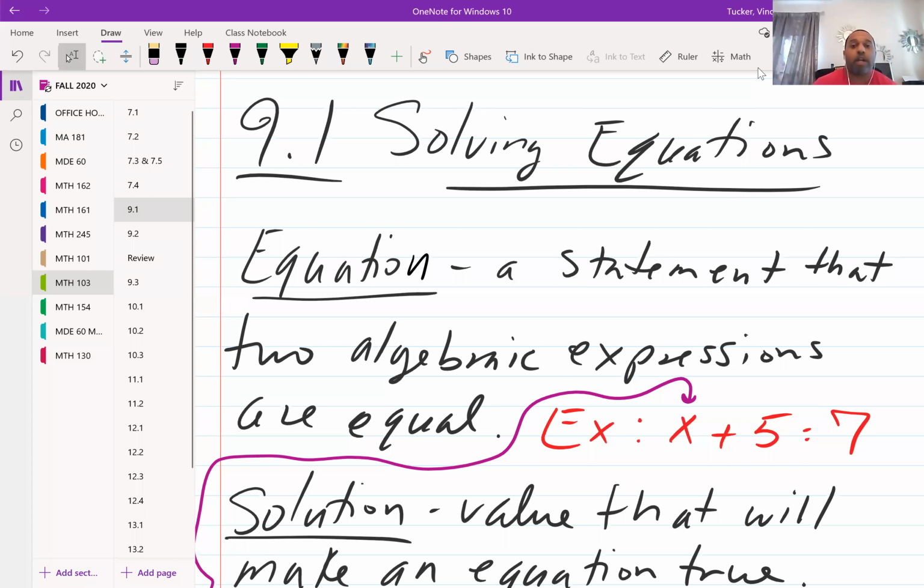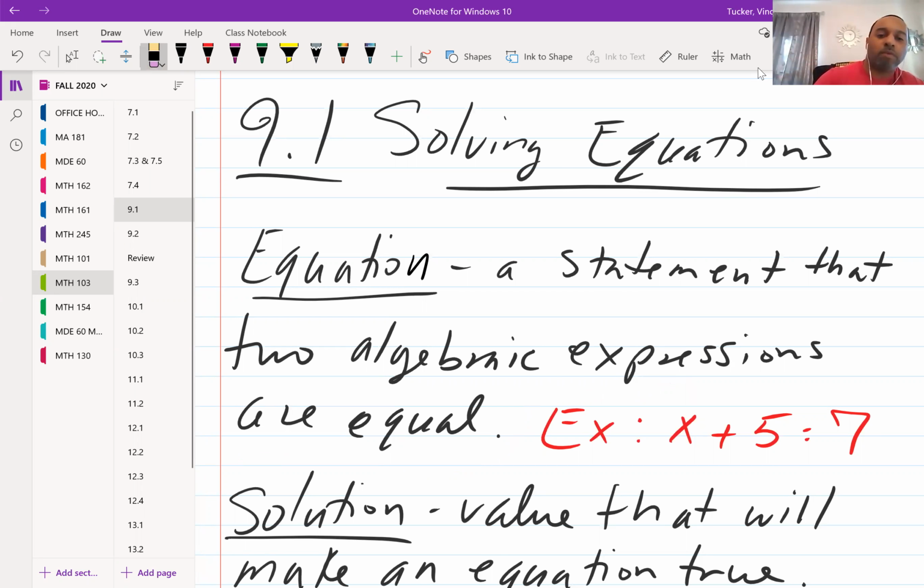All right, so we're looking at 9.1 today, solving equations. An equation is a statement that two algebraic expressions are equal. A simple example of that is x plus 5 equal to 7.